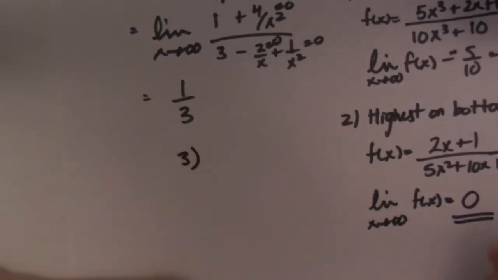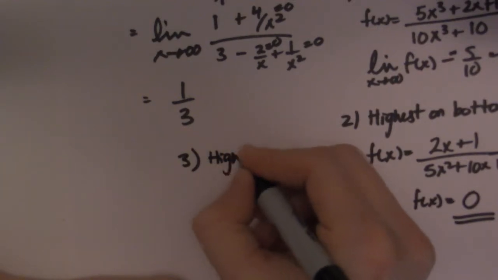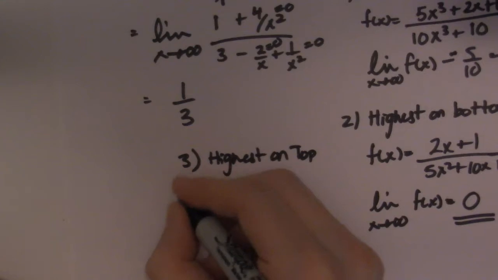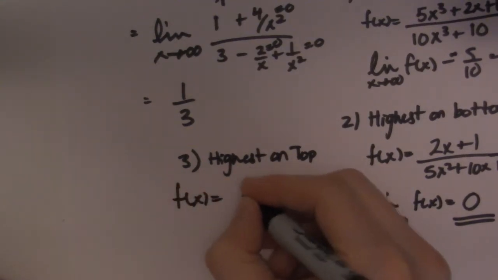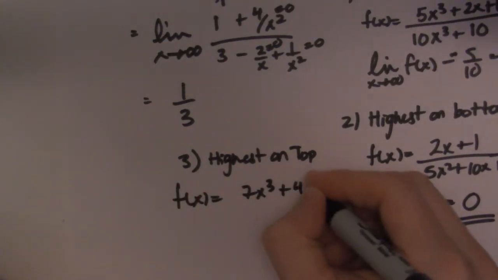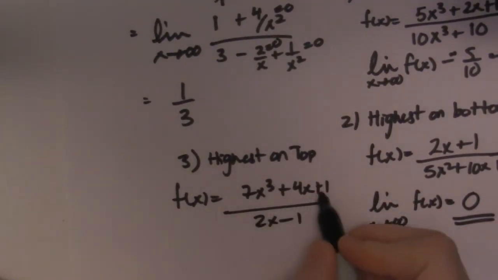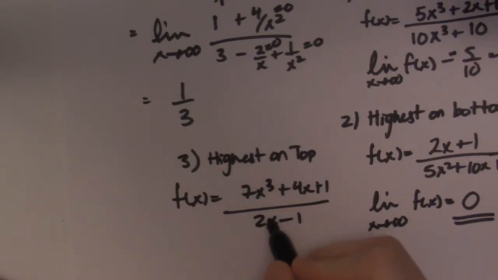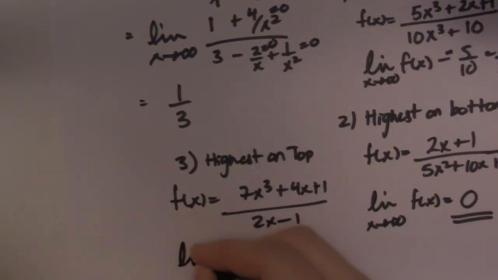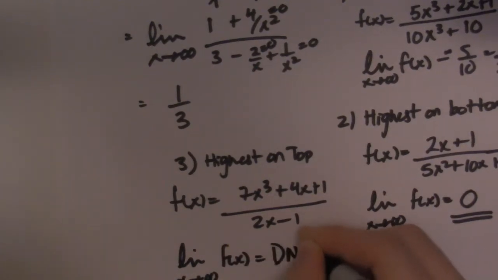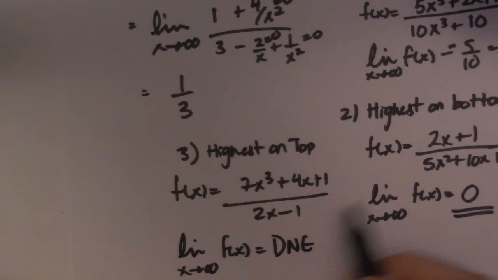So the third scenario is highest power on top. So you might guess that if the highest is on top, so if you have something like 7x cubed plus 4x plus 1 all over 2x minus 1, then the top is going to get really, really big quicker than the bottom. So that means this is just going to keep growing and growing. So in that particular case, the limit as x goes to infinity of f of x does not exist. So there is no horizontal asymptote.